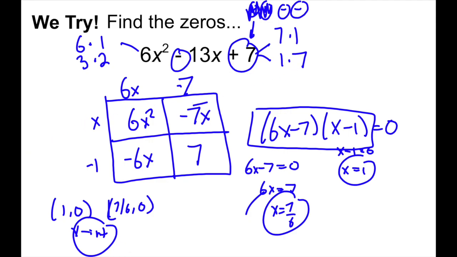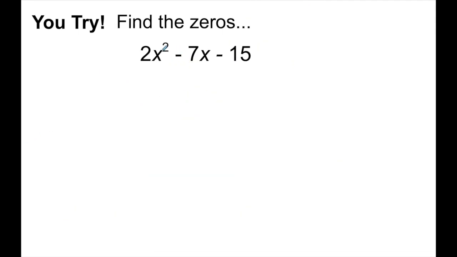All right, so here we go. So here's a couple for you to try. I want you to take a look at this quadratic right here. We have 2x squared minus 7x minus 15. Notice the difference is that now this final number is negative, so that means we need to have one number be positive and our other number be negative, right?